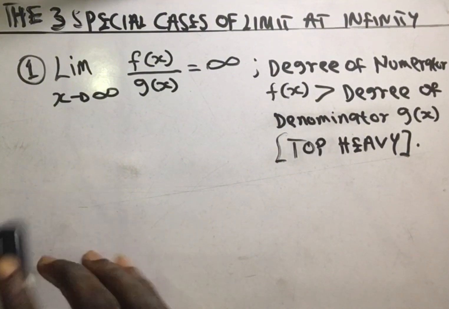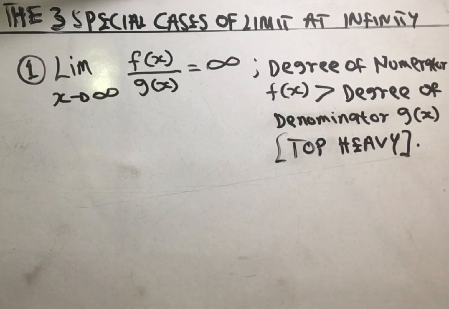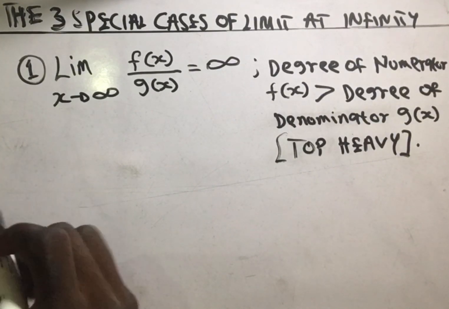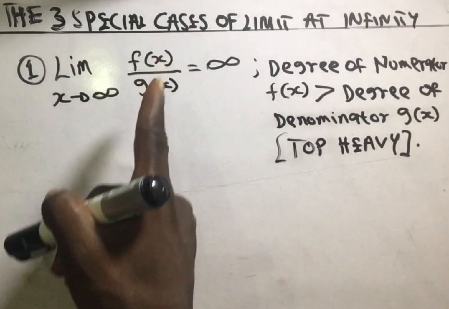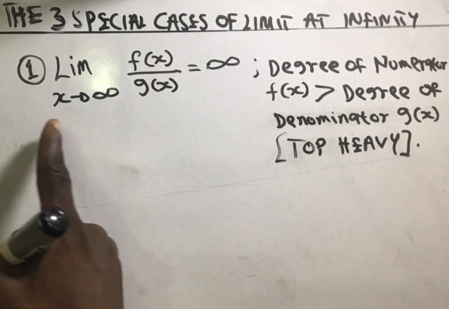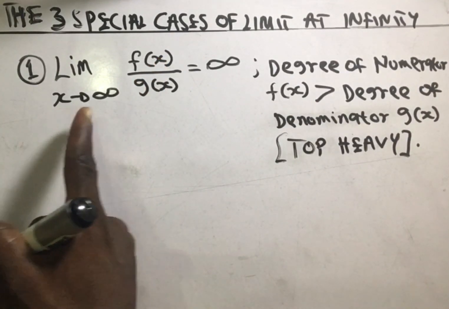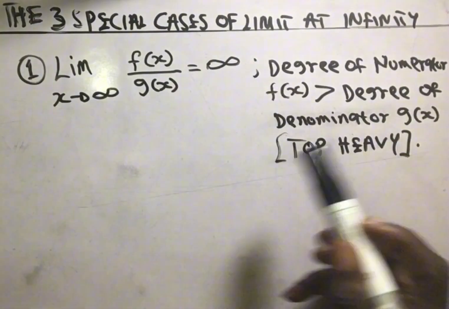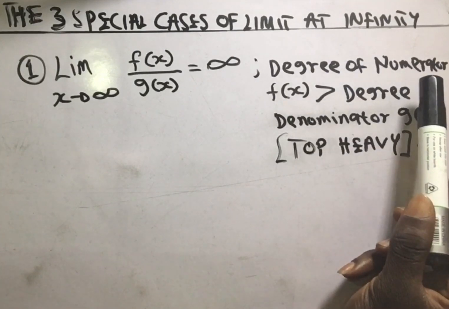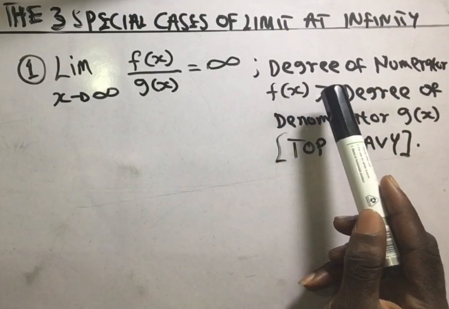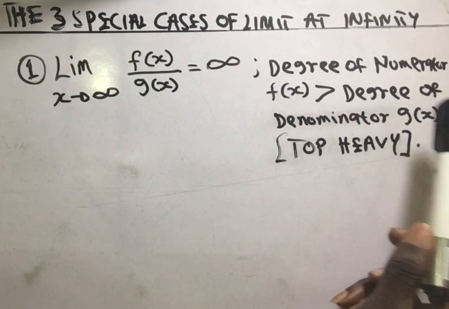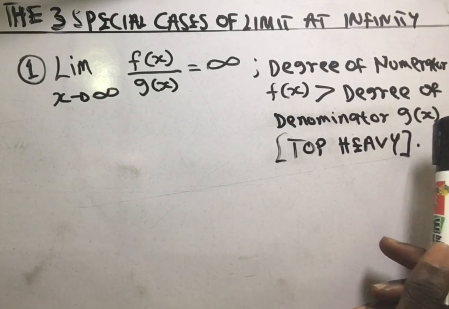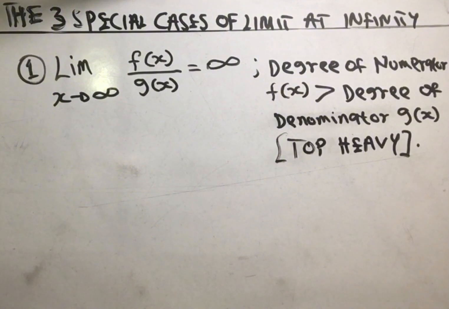We have the first case written down here, and the first case here is when the limit of the function f of x over g of x as x approaches infinity, when our answer is equal to infinity, it simply means the degree of the numerator, which is f of x in this case, is greater than the degree of the denominator, which is g of x in this case. So we refer to that as top heavy.